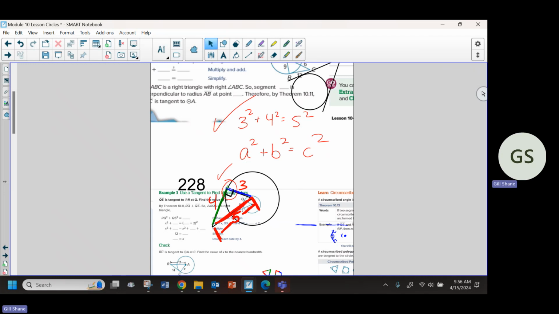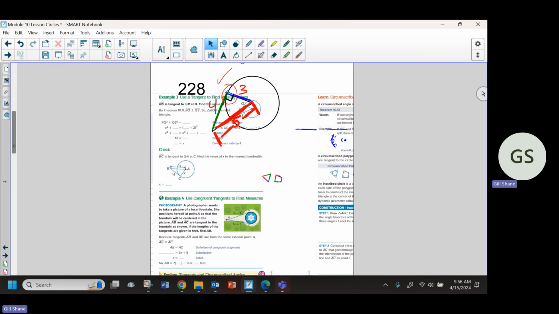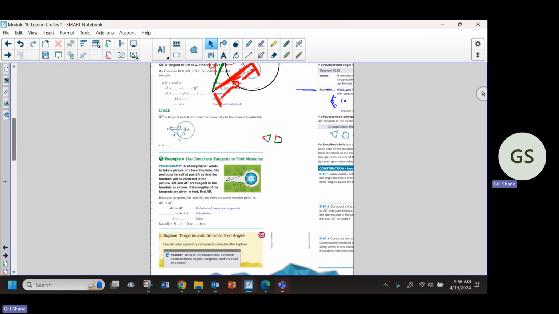And then the only other thing really that I'm going to go over in this video was this problem. If we have a point outside of the circle and you draw in 2 tangent lines, we said those 2 tangent lines have to be congruent. And you would have to be told those lines are tangent.